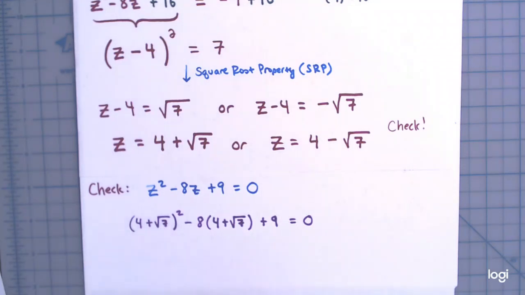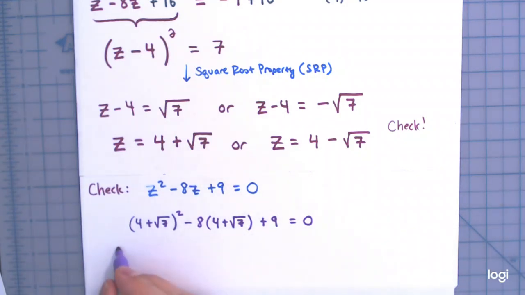4 plus the square root of 7 squared. It's not 16 plus 7, right? You cannot distribute powers. I've mentioned that plenty of times in other videos in the past. You can't distribute powers. This is 4 plus the square root of 7 times 4 plus the square root of 7. And you would do all sorts of distributing.